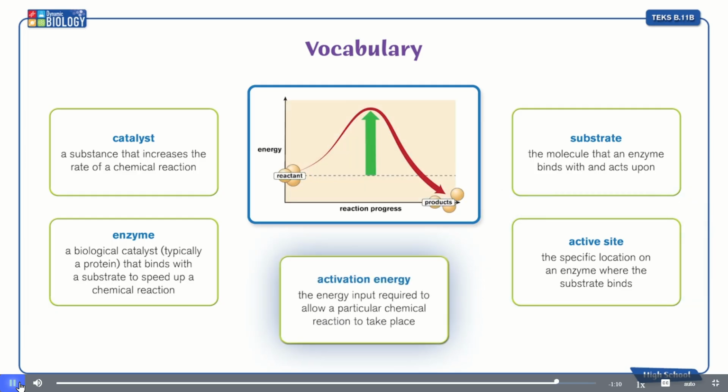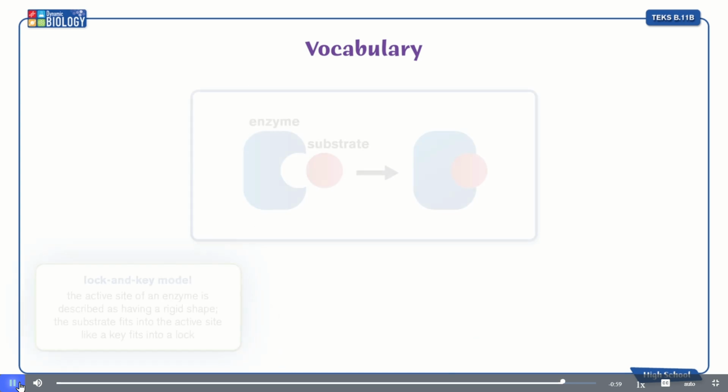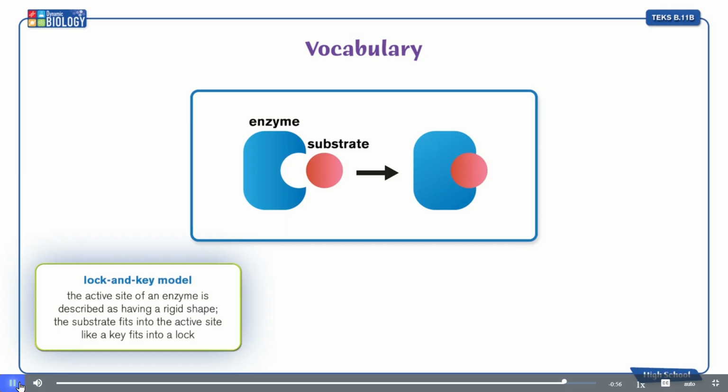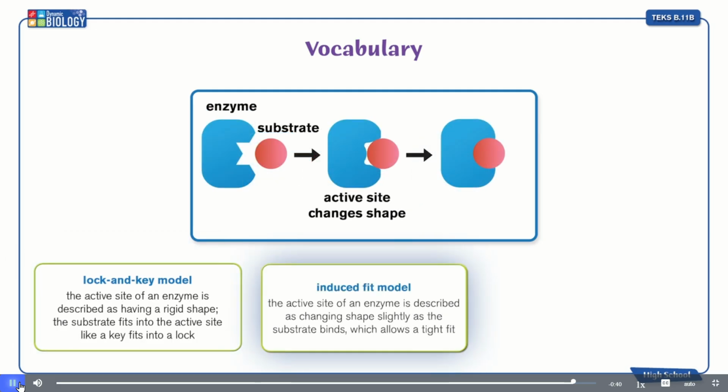Activation energy is the energy input required to allow a particular chemical reaction to take place. In the lock and key model, the active site of an enzyme is described as having a rigid shape, and the substrate fits into the active site like a key fits into a lock. In the induced fit model, the active site of an enzyme is described as changing shape slightly as the substrate binds, which allows a tight fit.